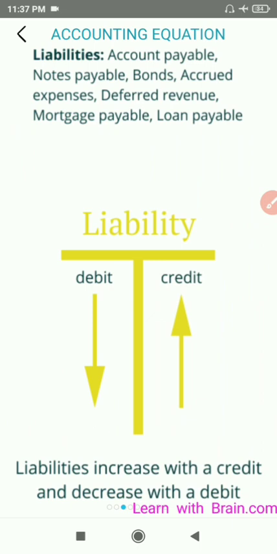Next, what is the accounting treatment for liabilities? What are the liabilities? Accounts payable, notes payable, bonds, accrued expenses, deferred revenue, mortgage payable, loan payable. These are all liabilities. If a liability increases, credit. If a liability decreases, debit.